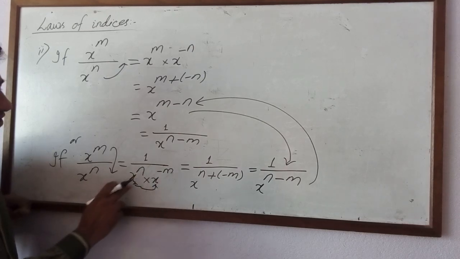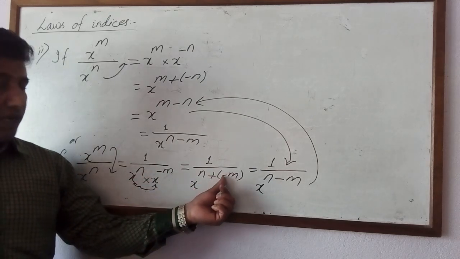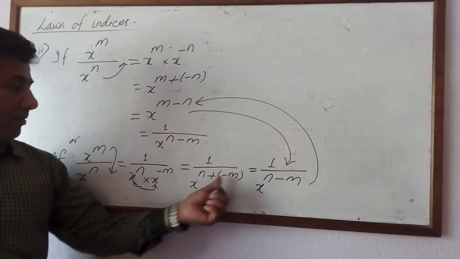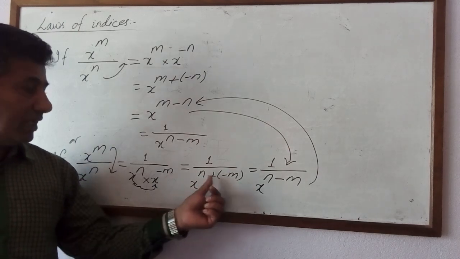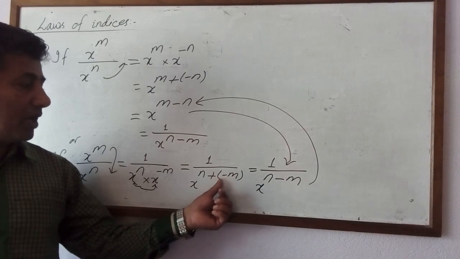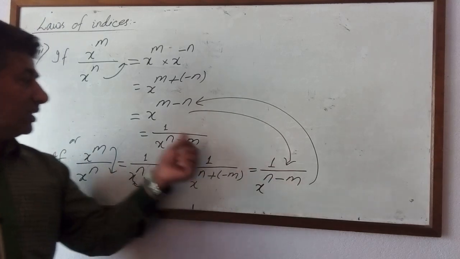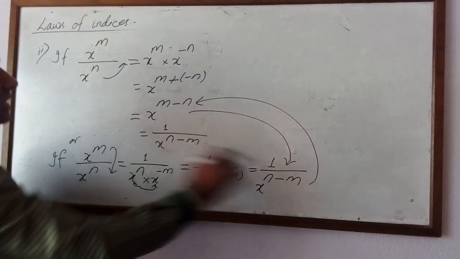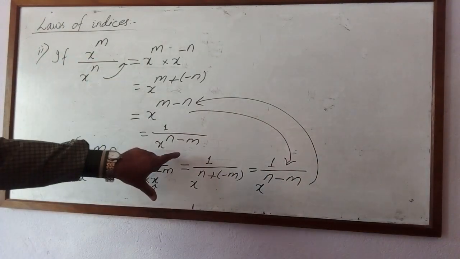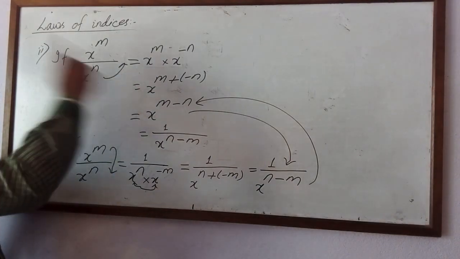Here also x, here also x. When bases are same, we have to add their powers. n plus minus m. It has power m. Now bracket means multiplication. Here is a plus sign. Multiply this sign. Then after that you can open the bracket. x power n plus minus minus. Now this and this, actually they are same. Now rule number 2 is also this.